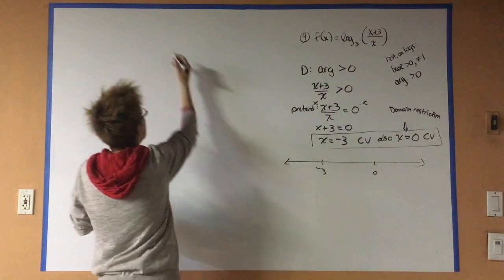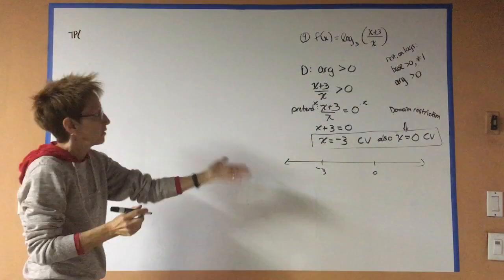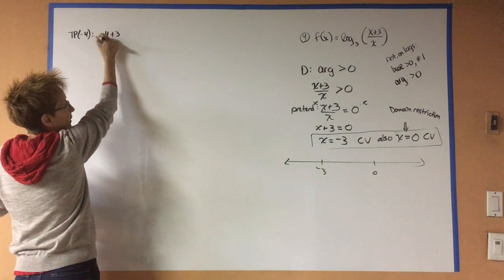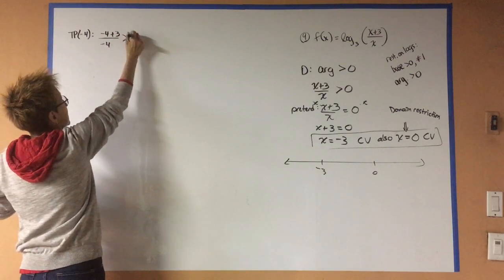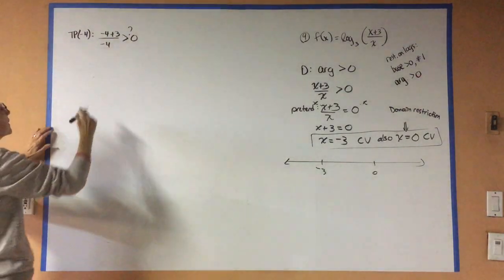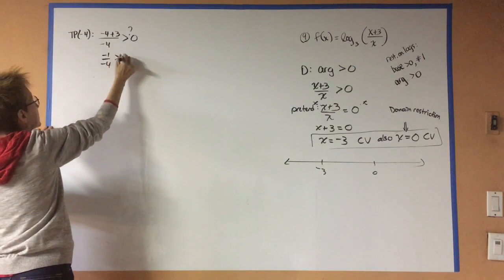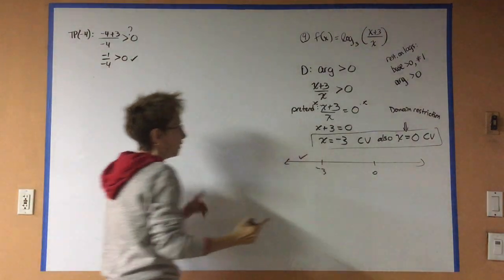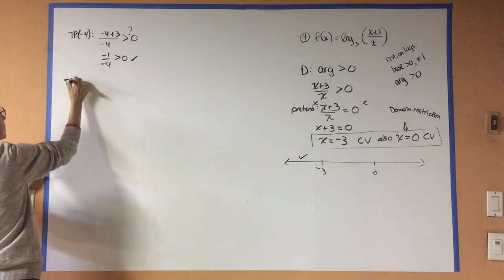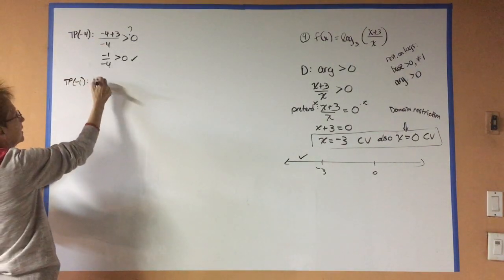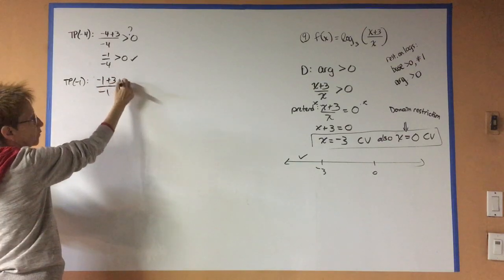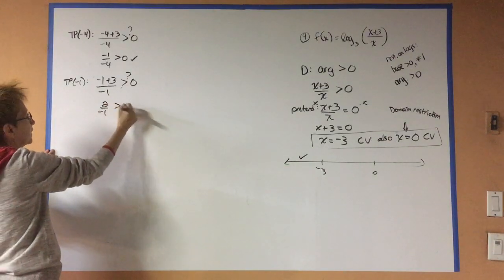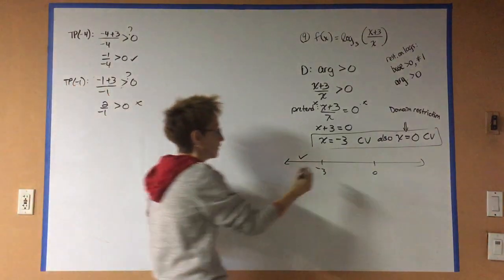So I need to do a test point of something smaller than negative 3, so I'll do negative 4. So let's see, negative 4 plus 3 over negative 4, is that greater than 0? So that's negative 1 over negative 4, is that greater than 0? That gives me positive 1/4, so yeah, that works. Now I'll pick something between negative 3 and 0, so test point, I think I'll grab negative 1. So I've got negative 1 plus 3 over negative 1, is that greater than 0? So that's 2 over negative 1. No, that's negative 2, and that's definitely not greater than 0.